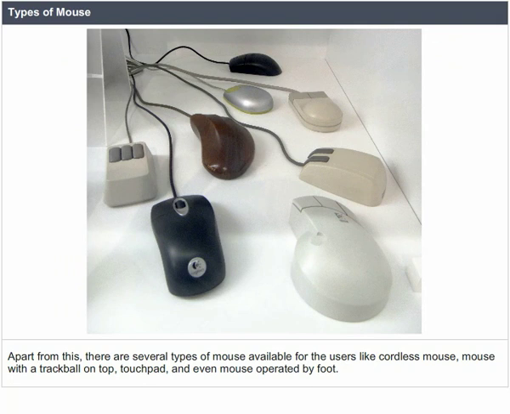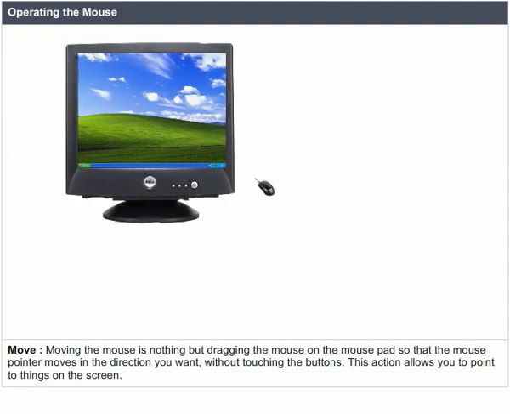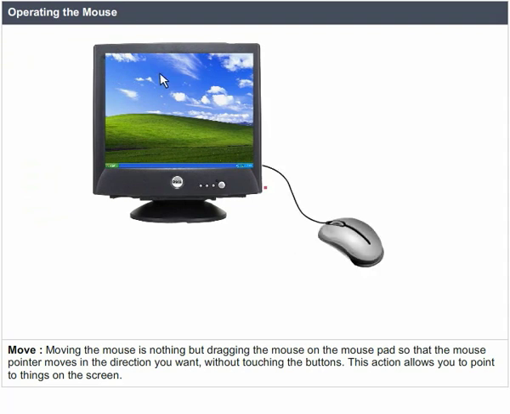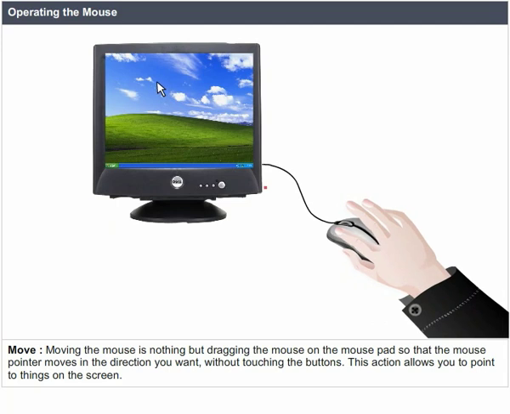Operating the mouse. When you move the mouse, a pointer called mouse pointer moves on the screen, and it is used to point to things on the screen. Let's find out more about the uses of a mouse. Move. Moving the mouse is nothing but dragging the mouse on the mouse pad so that the mouse pointer moves in the direction you want without touching the buttons. This action allows you to point to things on the screen.